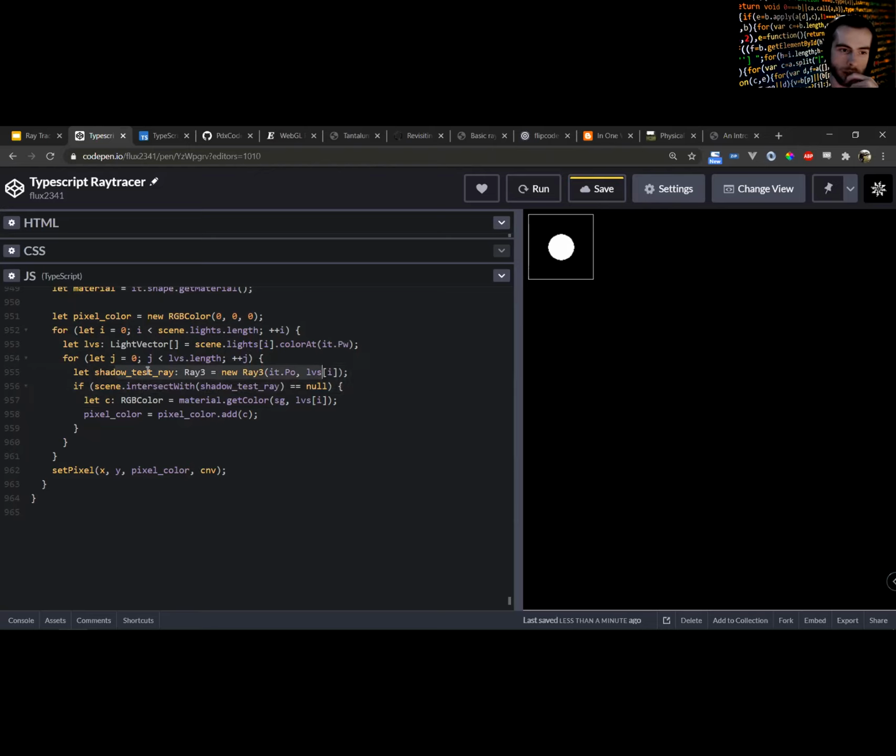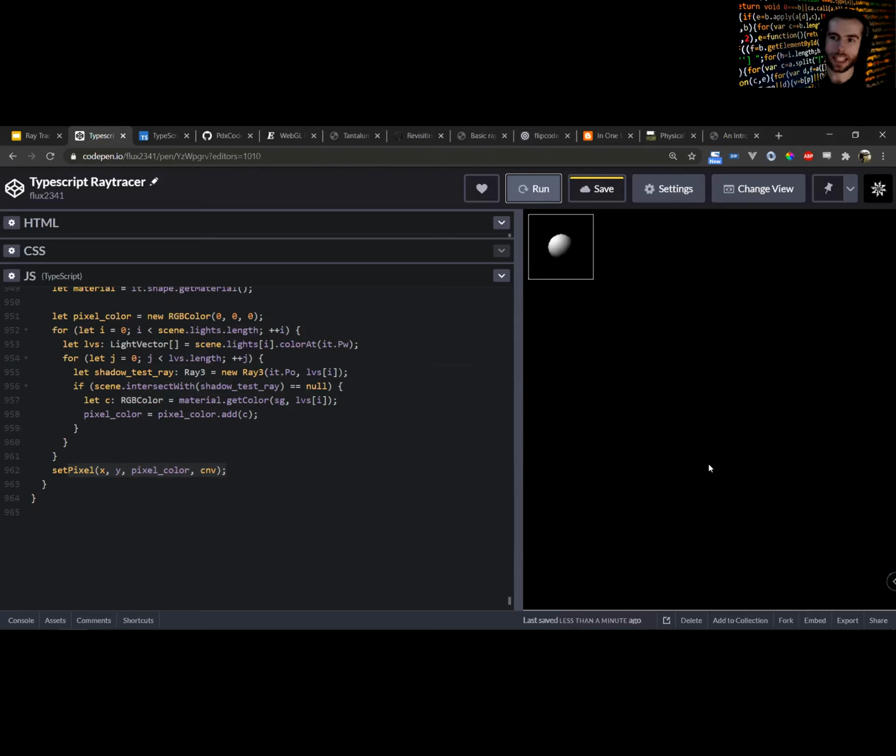So we want to just check: the shadow ray starts from the point of intersection and goes in the direction of the light. And if it basically doesn't intersect anything, then we're good. And we use the material to calculate the amount of color that's reflected from the light toward the camera. And then we add that to the pixel color. This is if we have multiple lights, right? And then we set the pixel to that color. So let's say you get this nice little sphere.